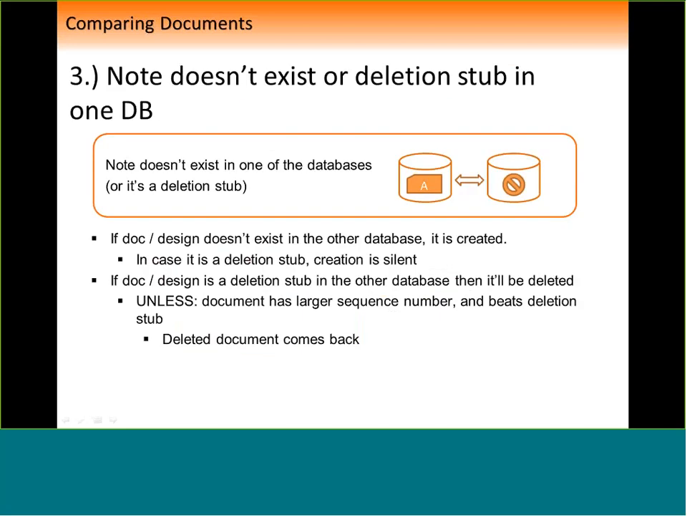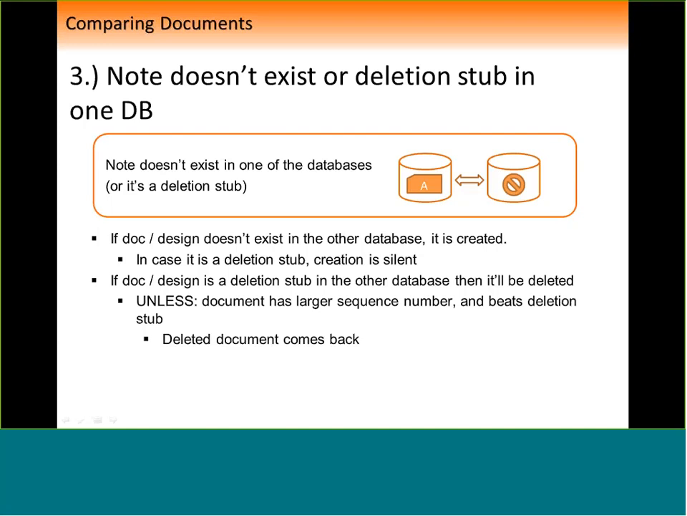And then what happens if the note either does not exist in one of those databases or is a deletion stub in one of the databases? Well, two pretty simple scenarios actually. But one thing to watch out for: if the document or design that we're about to replicate does not exist in the other database at all, then it's going to be created. In case this is a deletion stub that does not exist in the other database, there's going to be a silent creation, because this is not a document or a design class node, but it's still going to be created in the backend.